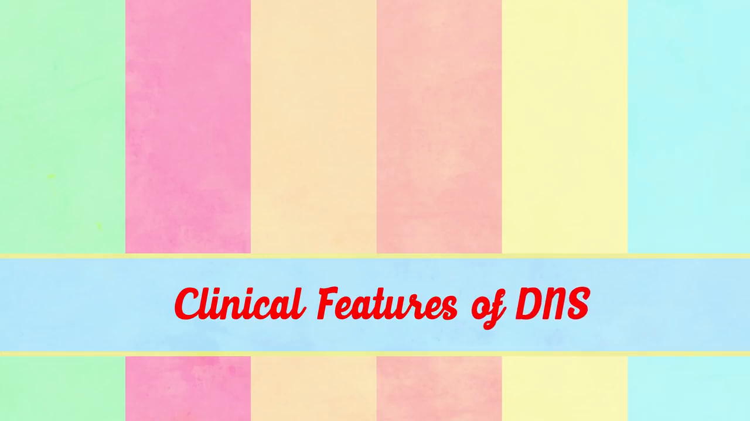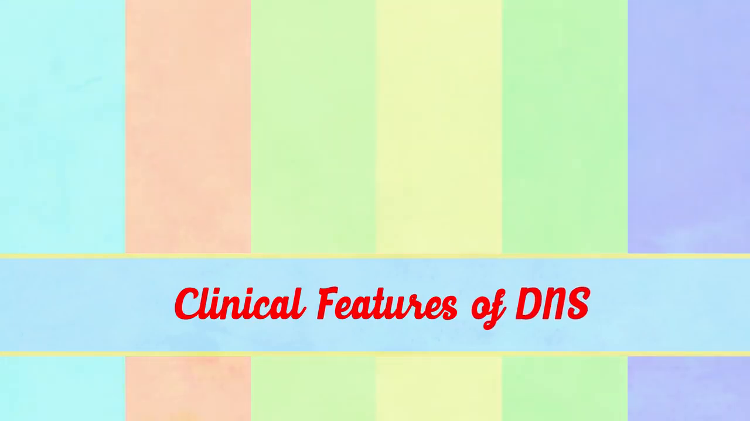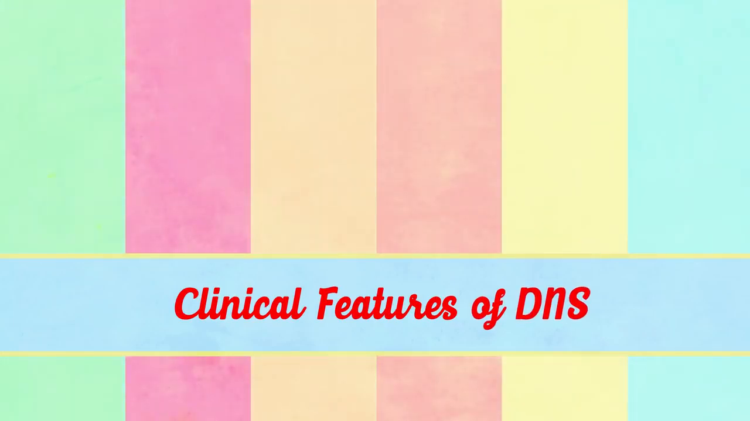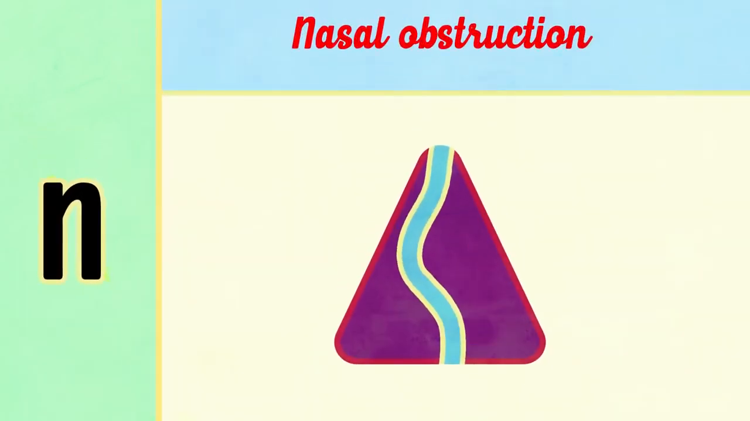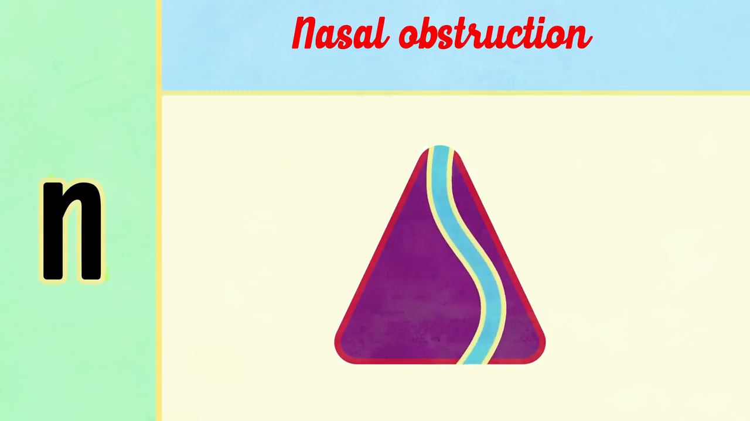Clinical features of DNS. Clinical features of DNS can be simply remembered using the mnemonic NASI has DNS. N is for nasal obstruction. Naturally, any deviation in nasal septum causes less nasal space and results in nasal obstruction on the side of DNS.